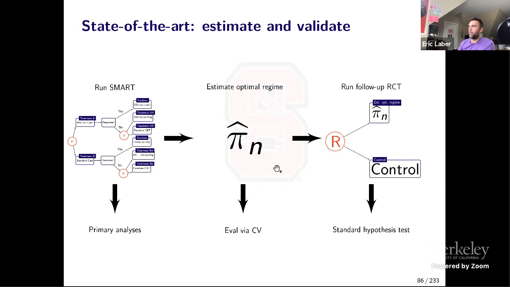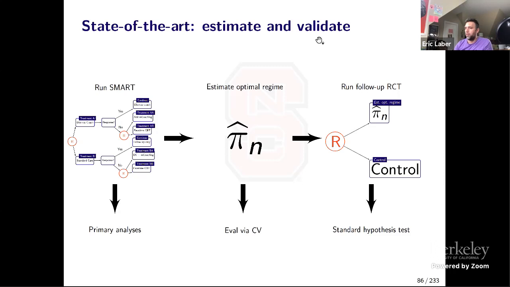And if it looks promising, then they run a follow-up randomized clinical trial where patients are randomized either to the estimated optimal regime that was estimated from this data or a control, and then they compare these two. And because this is a new batch of data, this is just a simple comparison of treatment versus control. And so again, it's standard. And so we call this the estimate and validate paradigm.